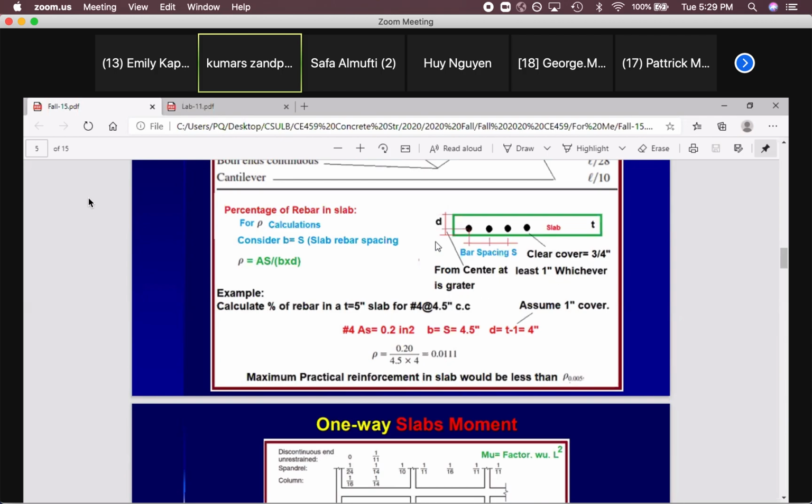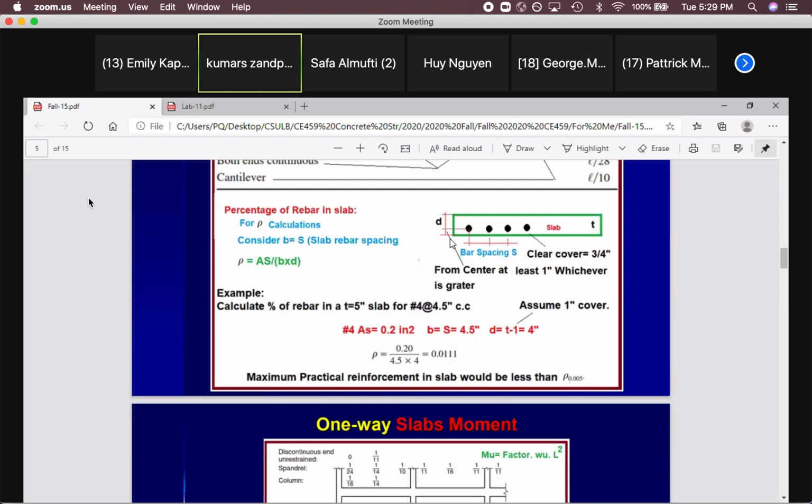So this distance must be at least 1 inch. And at the same time, you should have 3/4 of an inch clear cover. So in this case, we have number 4. Yeah, number 4, the diameter is 4 divided by 8. It means half an inch. So diameter is about half an inch. So for half an inch, from center to here is 1/4 of an inch. 1/4 of an inch plus 3/4 means 1 inch. So D is perfect for number 4.